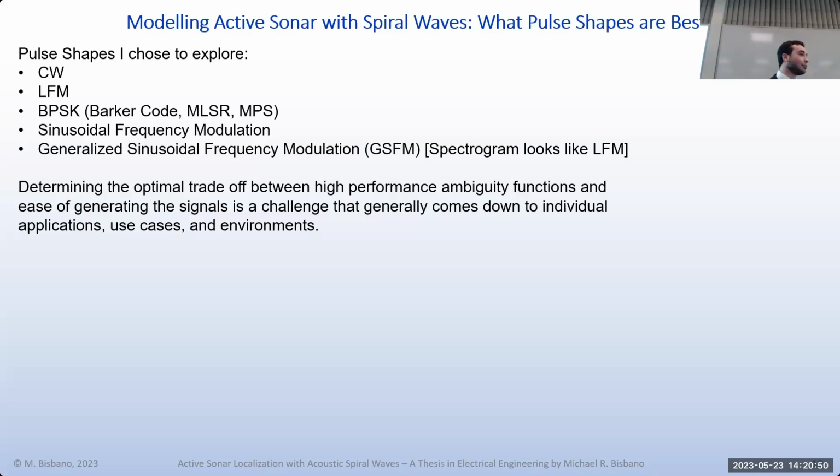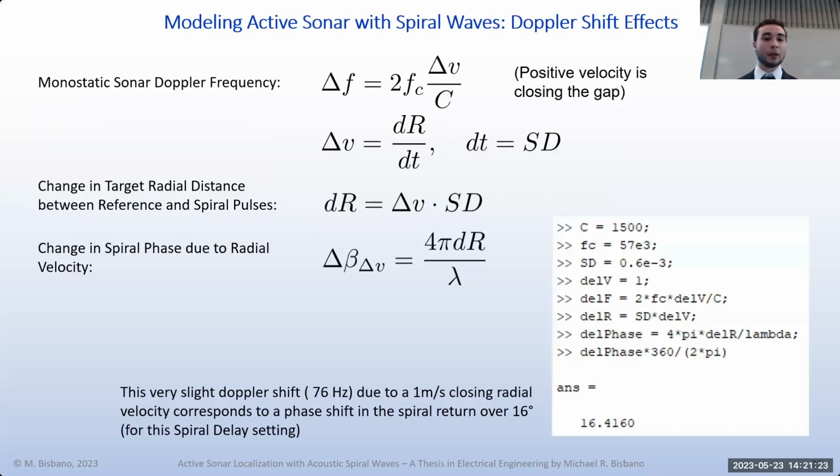In any application for sonar, it's up to the implementer of the system to determine their waveform and how they use it. But I'd like to at least explore a few of these and see their benefits. Sometimes generating a CW or LFM is easier than a BPSK. Sometimes it's vice versa if you're using a lot of DSP. Generalized sinusoidal frequency modulation might have a lot of benefits, but it's much more complex to generate. So there are a lot of trade-offs with all this, and really it comes down to the end implementer. But there are things I tried to look at at least a little bit.